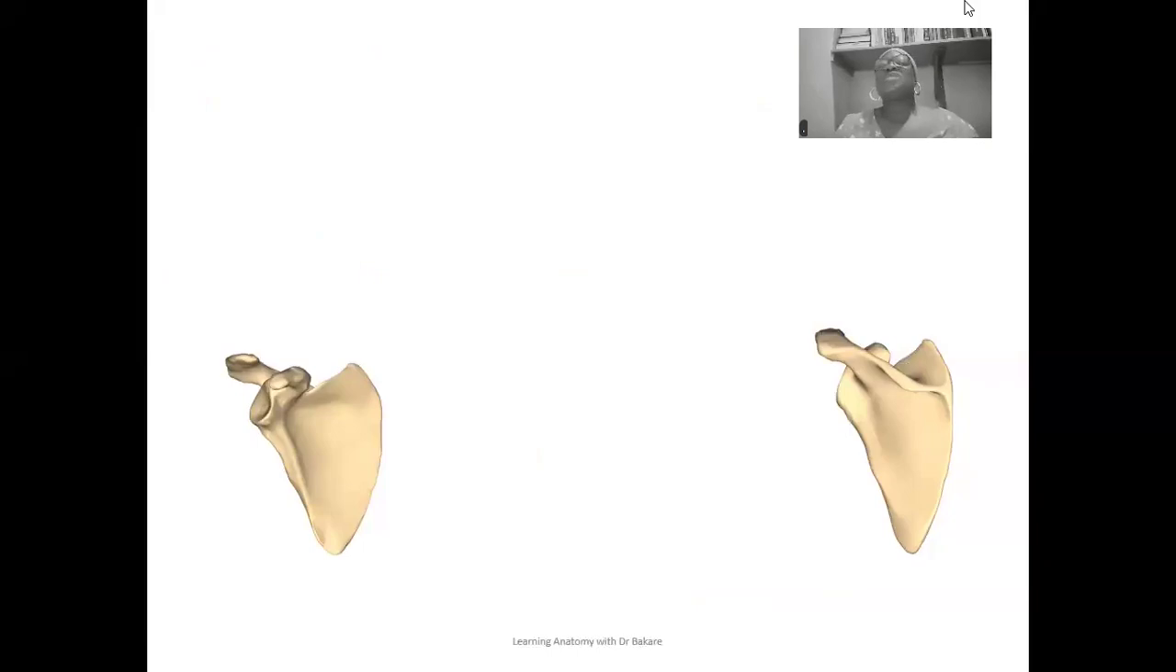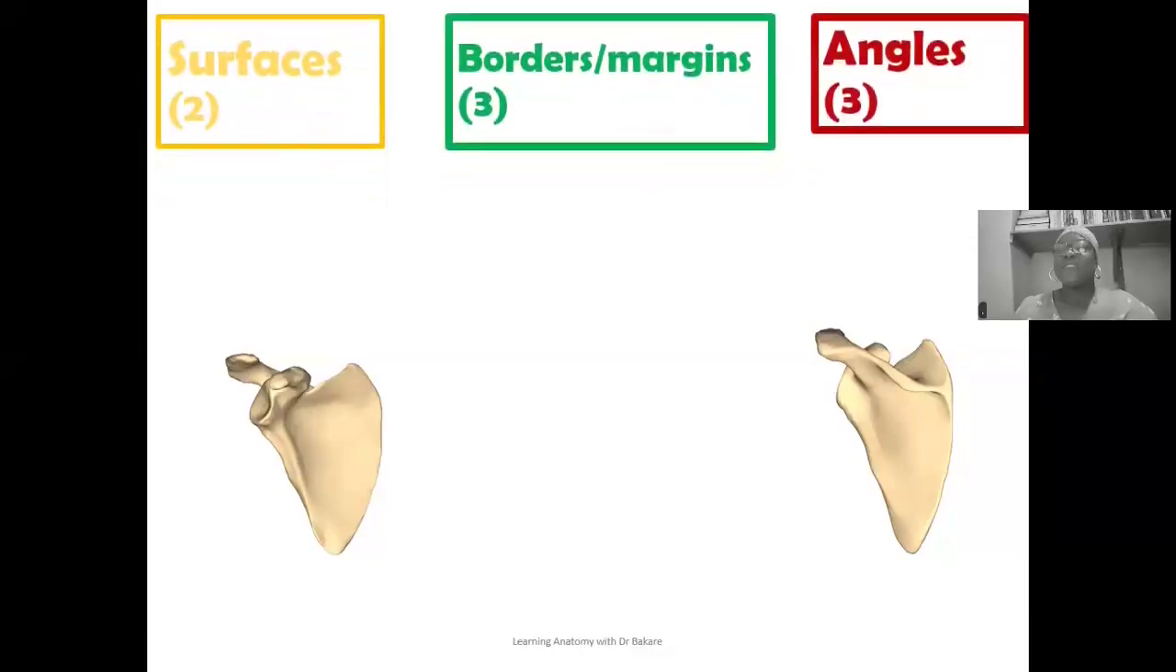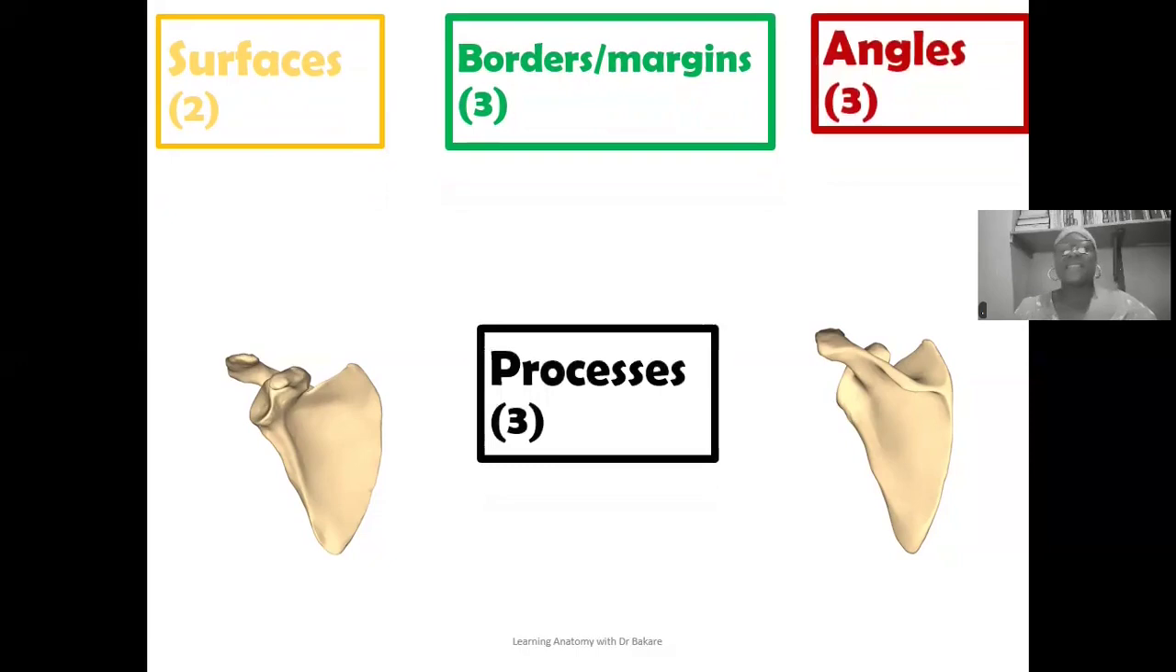So now let's go to the structural orientation of the scapula. The scapula is seen to have two surfaces, three borders or margins, three angles, and also three processes. So for the surfaces, the scapula has the anterior or the costal surface and also the posterior surface. We try to use this image at this lower side. This is the anterior view of the scapula, and this is the anterior surface. This can also be referred to as the costal surface.